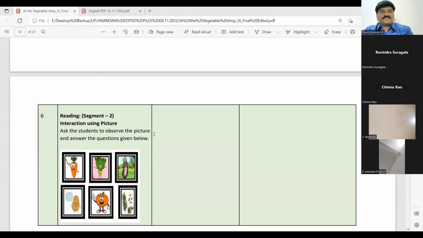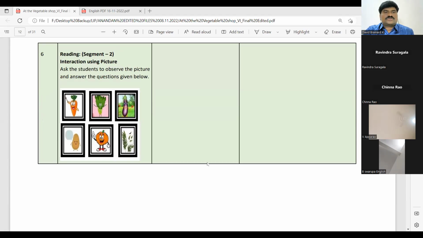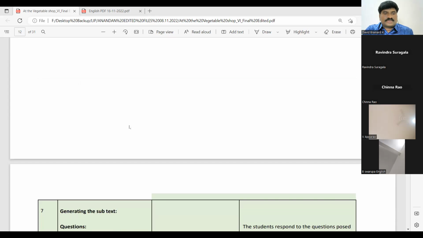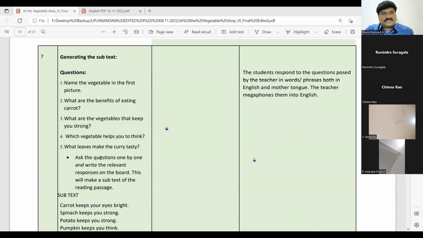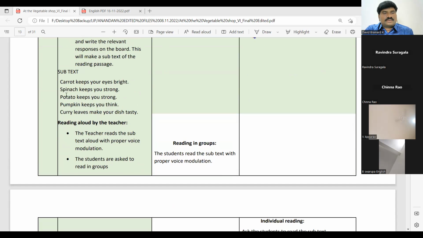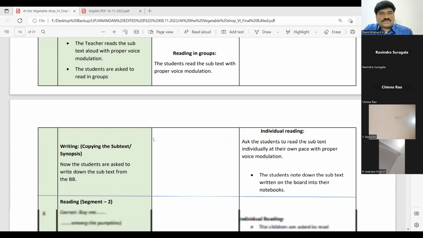After this, segment 2. Similar lines, segment 2 also happens. We have taken another picture. The picture is not available in the text. So we have collected a picture. We have made a collage here, and then we asked a few questions on that. After that, we generate subtext and then make them write what is read by the teacher. So if subtext is not available or we are not able to make subtext, then we need to give oral narrative there. Wherever there is no possibility of subtext, we need to have oral narrative. That's a new thing that we should remember.